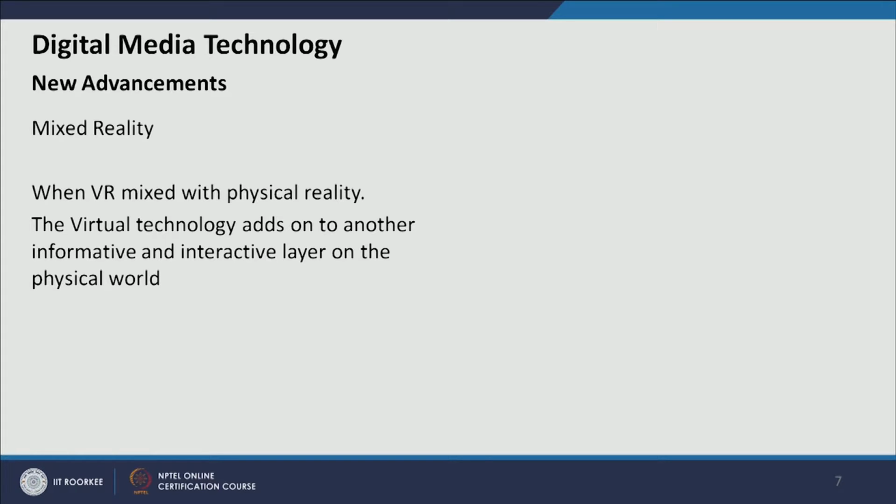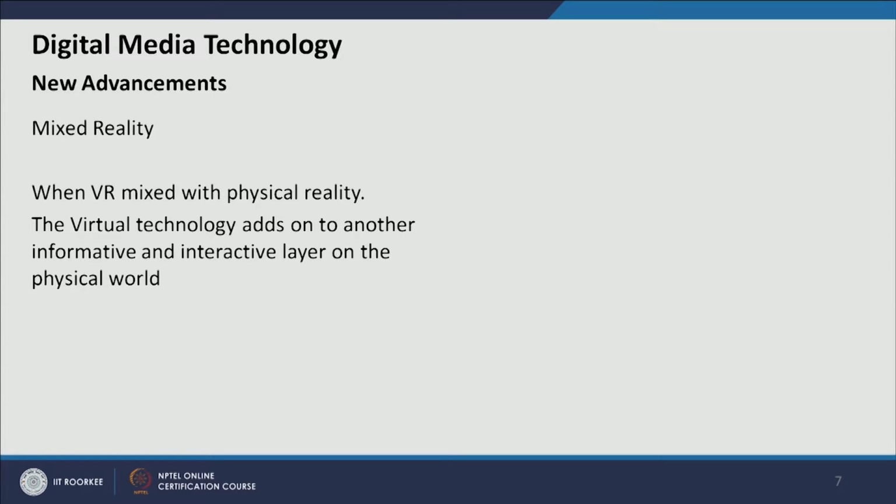So the term mixed reality lets us perceive the physical world in terms of sound, haptics or touch, and visual, but also adds a layer of information on top of physical reality. It can be visual information, it can be sound information. So it blends physical reality with virtual reality. That's why it's called mixed reality.